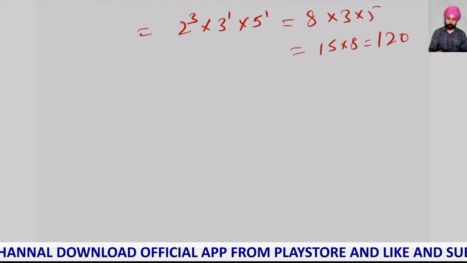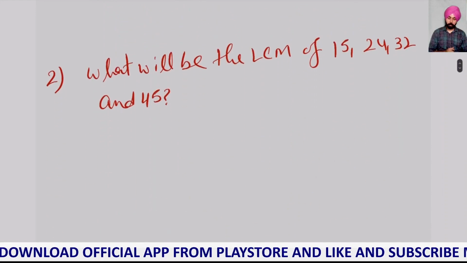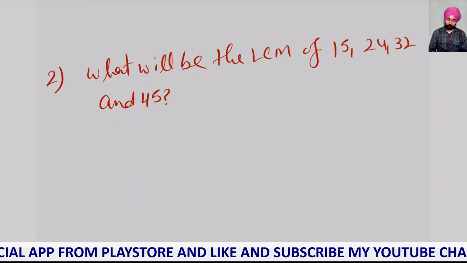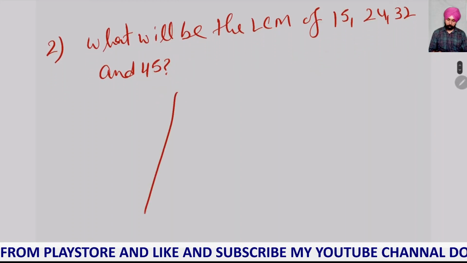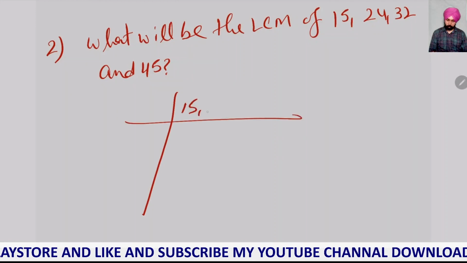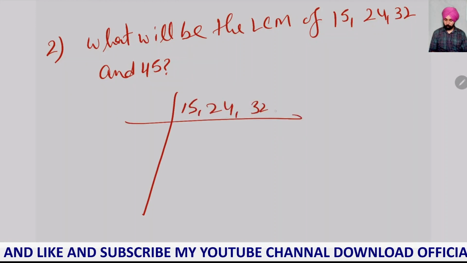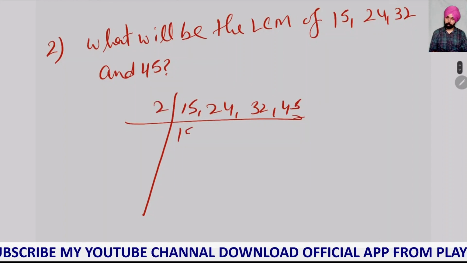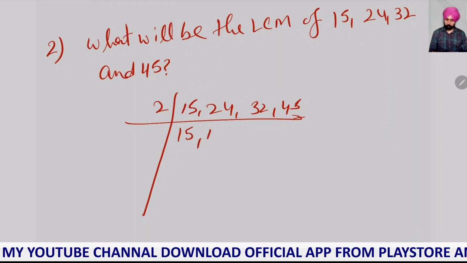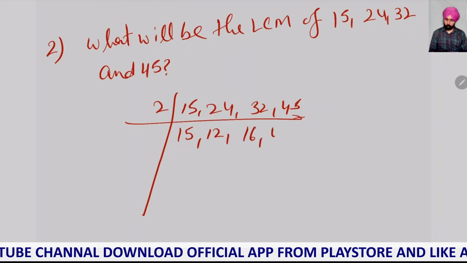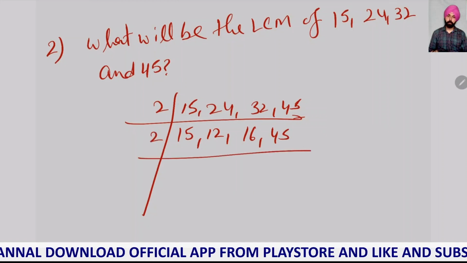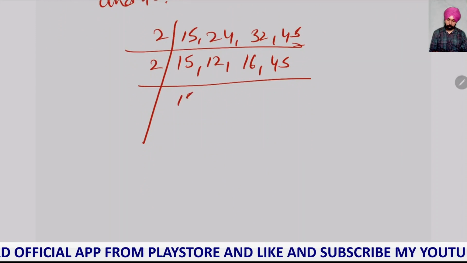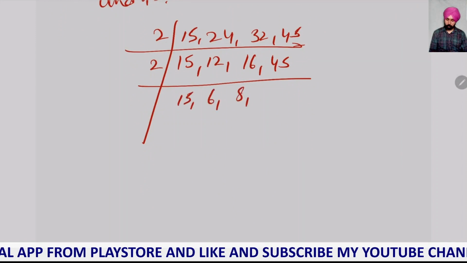The last method is the division method. Another question: what will be the LCM of 15, 24, 30 and 45? Draw a vertical line, write the numbers and divide by common factors.